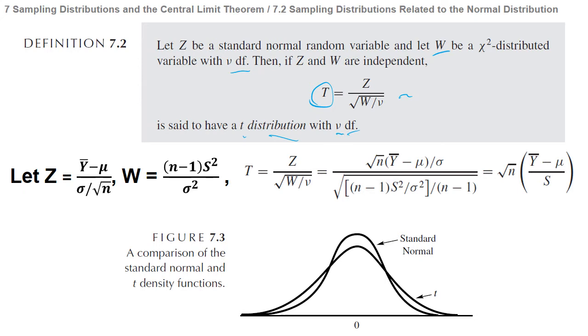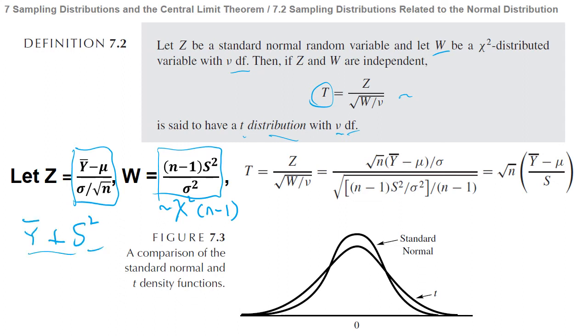So this is the definition for the T distribution. Let's define our Z as this quantity, which follows a standard normal distribution, and let's define our W as this thing. In the previous lecture, last week, we learned that this follows a chi-square distribution with n-1 degrees of freedom, and we also proved that y bar and s square are independent. So we can define our t this way.